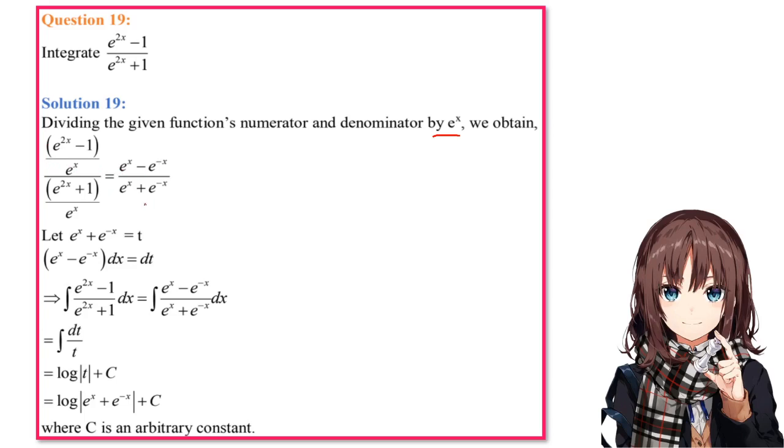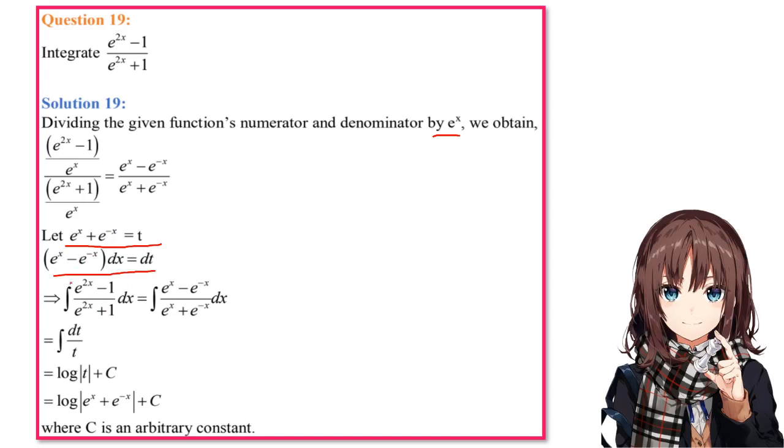Why did we do this? Because now the derivative of this denominator is in the numerator. Earlier it was not, but now yes. So we can easily assume this denominator equal to t. If we take the derivative, what will it be? e power x as it is, and e power minus x means minus e power minus x dx equal to dt.